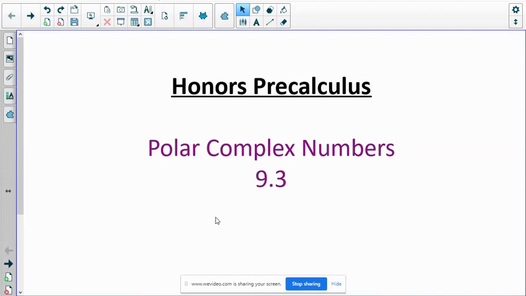So, one of the things that many of you have asked me is, what is polar good for? We've spent a lot of time graphing things that aren't functions and very cool things like roses and lemniscates. But polar is actually also really useful for the complex number system.